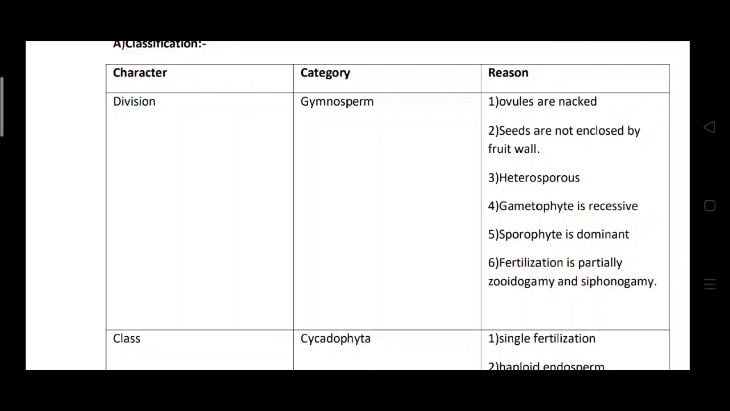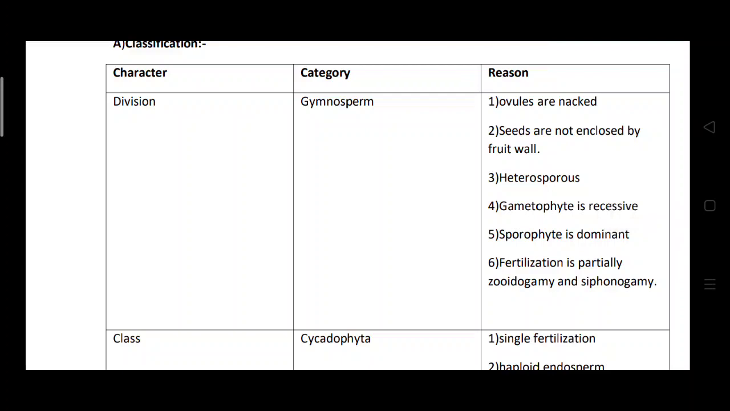The next character is the seeds. The seeds of the gymnospermic plants are not enclosed by the fruit wall. If we see the fruits in our surrounding areas, like angiospermic fruit plants, in the angiosperm the seeds are enclosed by the fruit wall. But in gymnosperms the seeds are not enclosed by the fruit walls.